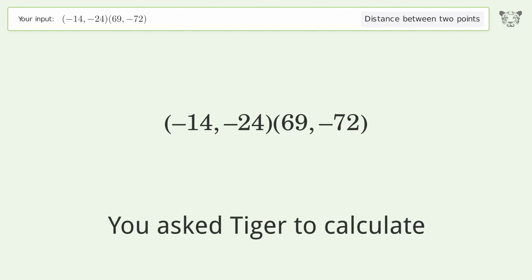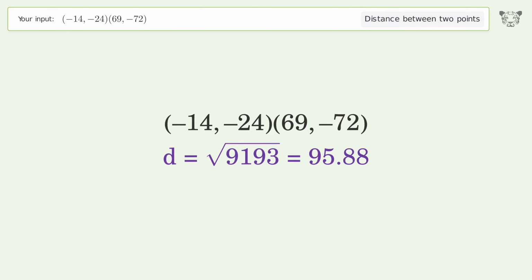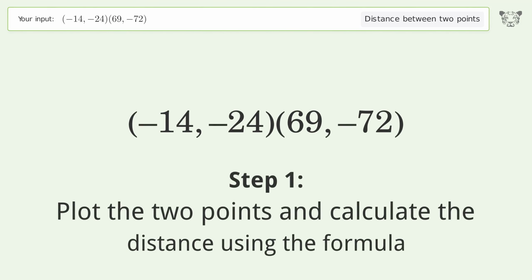You ask Tiger to calculate. This deals with the distance between 2 points. The distance between the 2 points is the square root of 9,193, or 95.88. Let's solve it step by step. Plot the 2 points and calculate the distance using the formula.